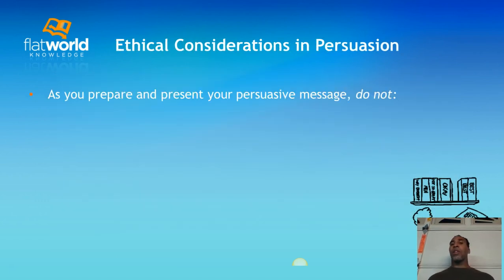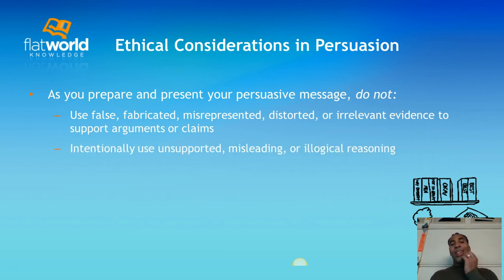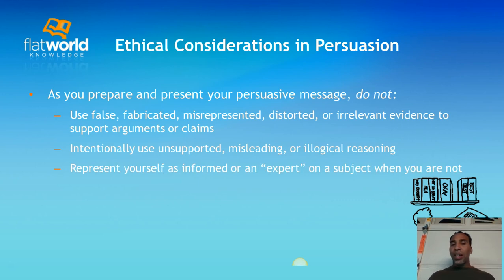And then ethical considerations in persuasion as you prepare and present your persuasive message. These are things not to do. Use false, fabricated, misrepresented, distorted, or irrelevant evidence to support arguments or claims. Intentionally use unsupported, misleading, or illogical reasoning. Just because you saw it on Google doesn't mean it's right or correct.